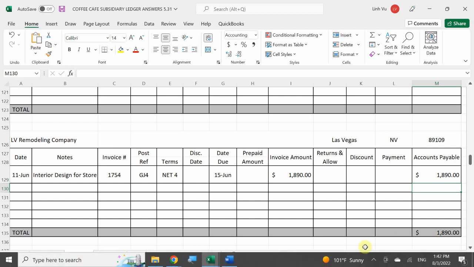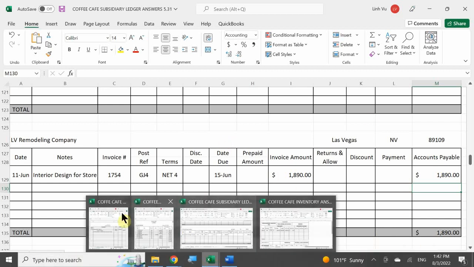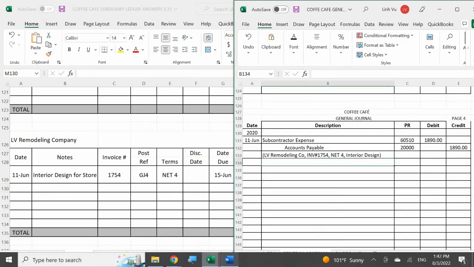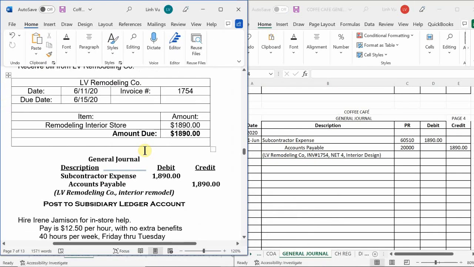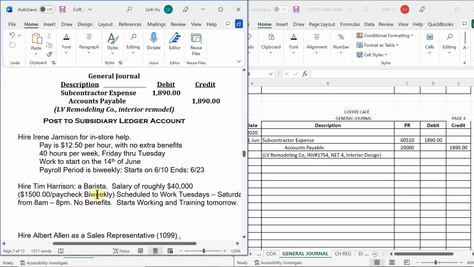Awesome. Okay. No need for inventory because this is us receiving a bill for a job that was done. So in this case, we can go ahead and safely move on to the next transaction. Here, let's see what happened. We end up hiring Irene Jameson. Okay, so Miss Irene Jameson.